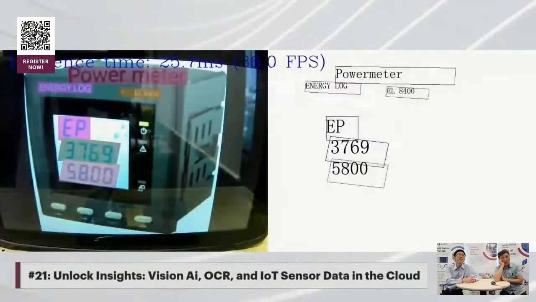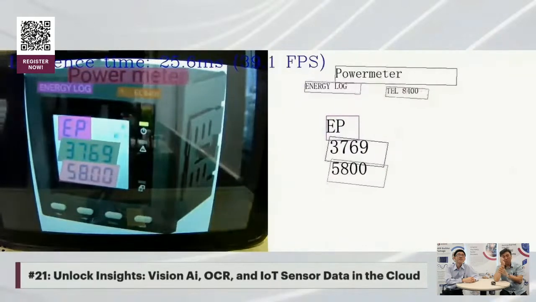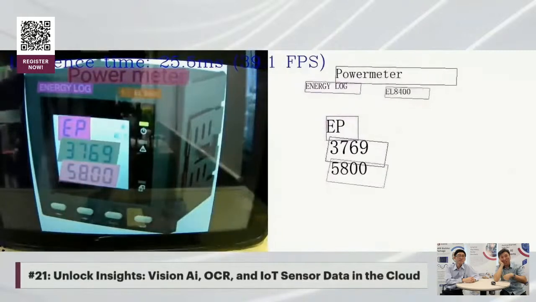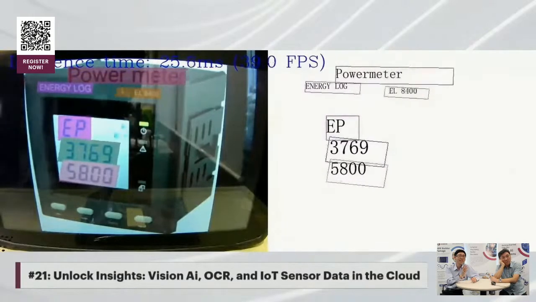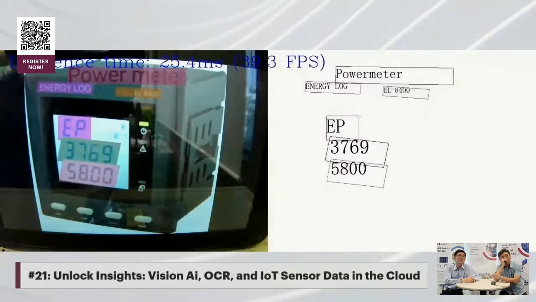This is a power meter. In a manufacturing plant or in any of your processes, you may have this. You can do non-intrusive, you can play around with non-intrusive. We are using the same OCR model running on different devices, so you do not need to retrain the OCR model.